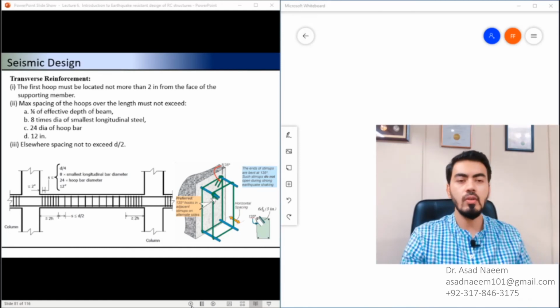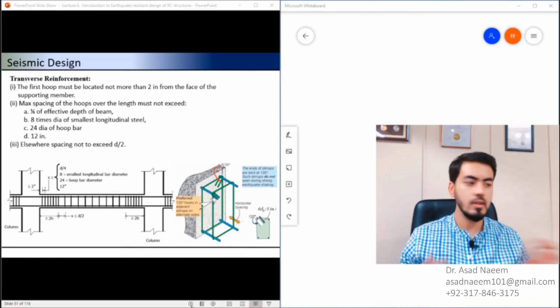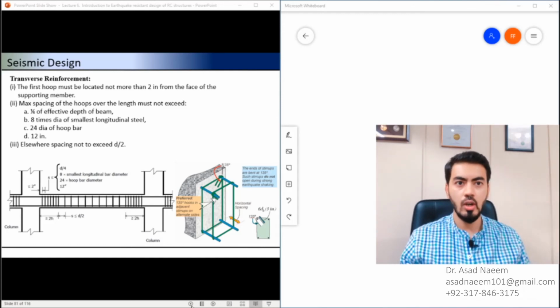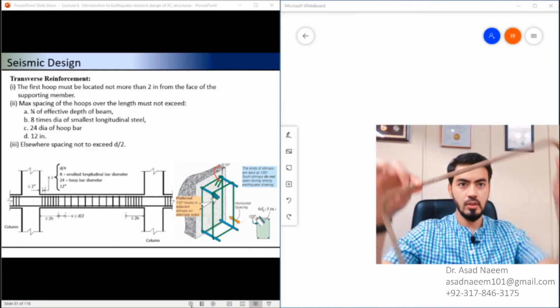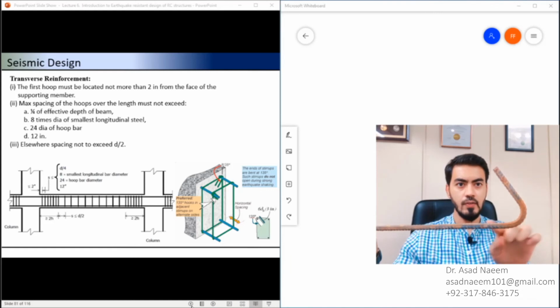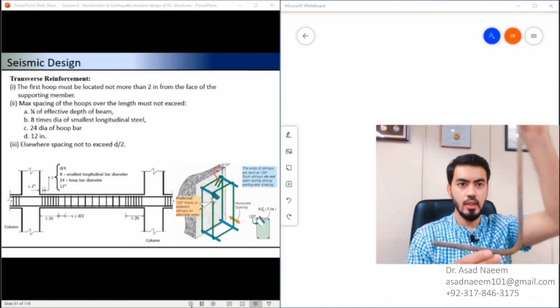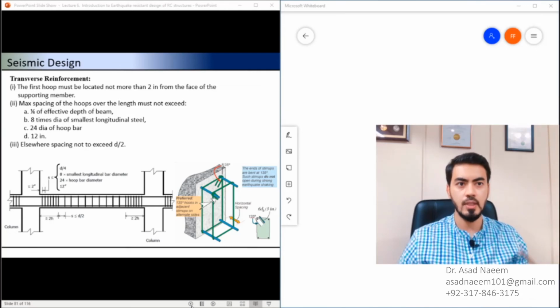Another important point is that the perimeter reinforcement should be accompanied with cross ties, or it should have the stirrups, and this is the example of a cross tie. This is the 135 degree hook and this is the 90 degree hook. So it's also used for the seismic design of building structures.